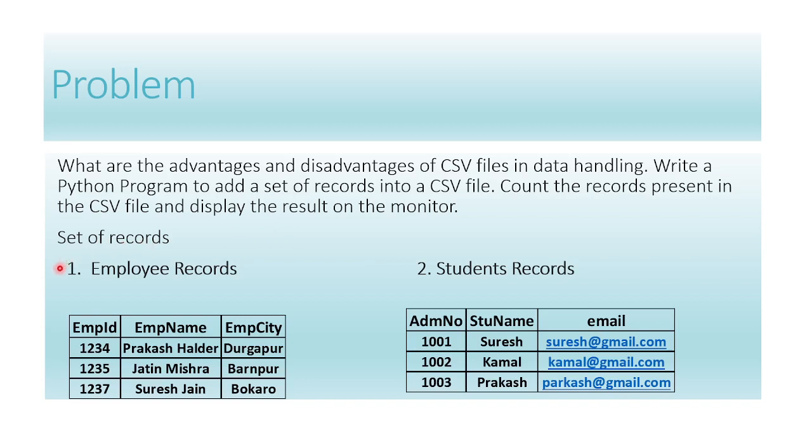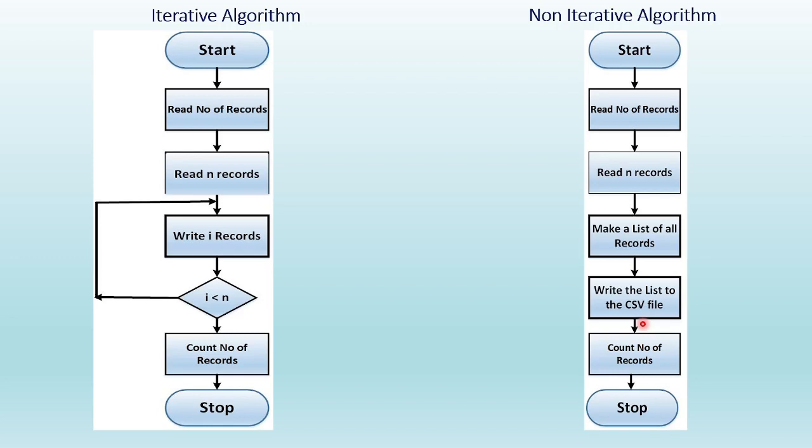Here I have given two examples, employee records and student records, with fields employee ID, employee name, employee city, and admission number, student name and email ID. But here I shall consider only the student record to discuss this problem. This can be solved in different ways, but here I shall mention only two methods, that is an iterative algorithm and a non-iterative algorithm.